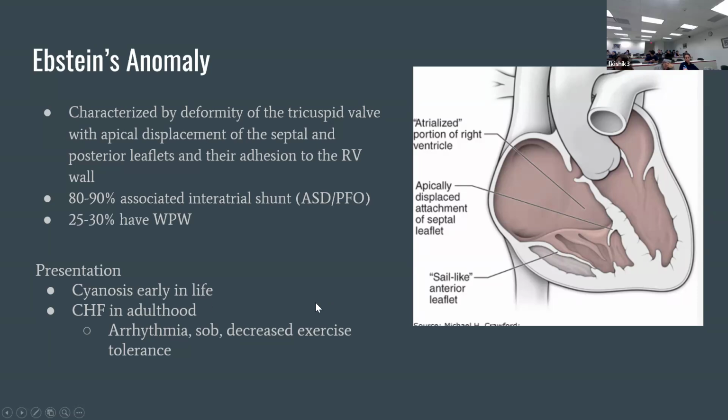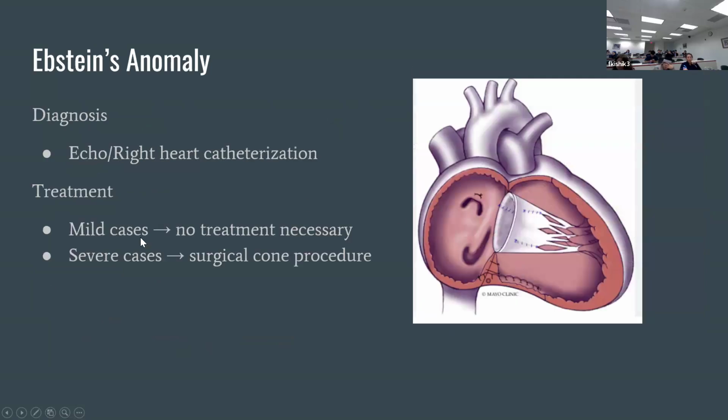This will have cyanosis early in life. They will have CHF in adulthood. They could have arrhythmias, like we said, shortness of breath, and decreased exercise tolerance, depending on the severity of this. We diagnose this with an echo and a right heart cath, similar to all the other congenital lesions that we've talked about. And then we have, again, mild cases, no treatment. Severe cases, they get a surgical cone procedure, which kind of grafts them a brand new tricuspid valve to be functional.